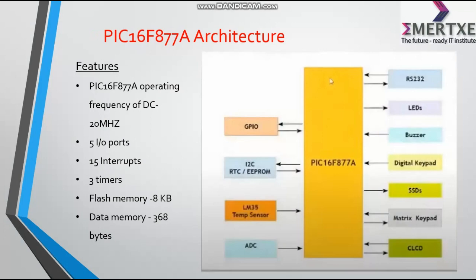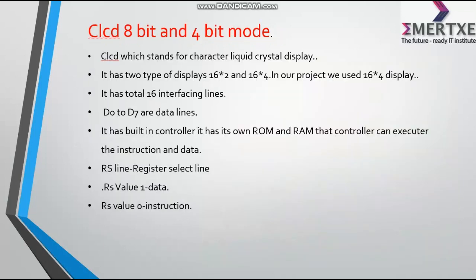The next component is the CLCD display. CLCD stands for Character Liquid Crystal Display. It has two types of displays, 16 by 2 and 16 by 4. In our project, we used the 16 by 4 display. It has a total of 16 interfacing lines. D0 to D7 are data lines. It has a built-in controller, with ROM and RAM that can be controlled using instruction and data.